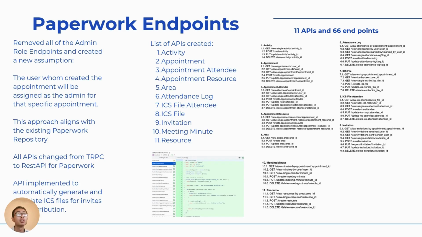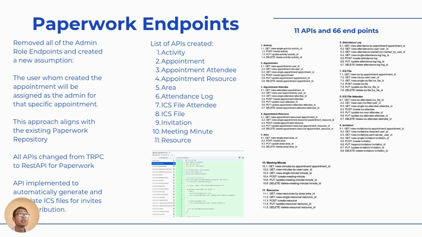And moving to our API endpoint system. Initially, we were working on another repository which uses the TRPC API. Now that we have moved back to the paperwork repository, we have made a few changes. The first one is that we temporarily put aside the admin user separation. For now, we want to focus on making sure that the APIs are functional first.